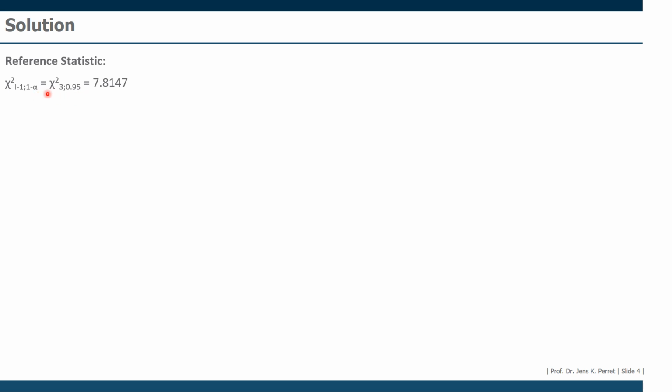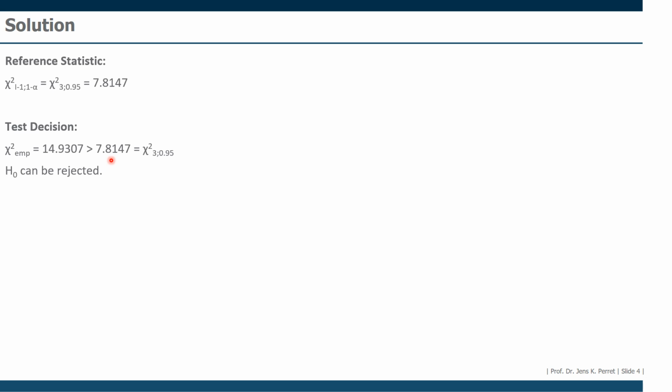So in the table, for the chi-squared distribution, I'm looking up this value. There I find 7.8147. With this, I have everything I need to actually conduct my test. That's simply comparing the test statistic from the previous slide with the reference value up here. I see that my test statistic is definitely larger than the reference value. This means I can reject my H0 hypothesis.